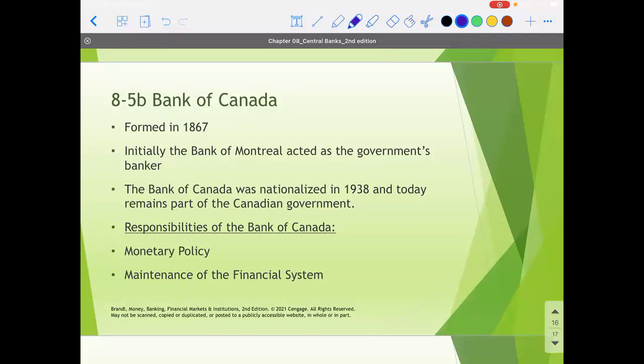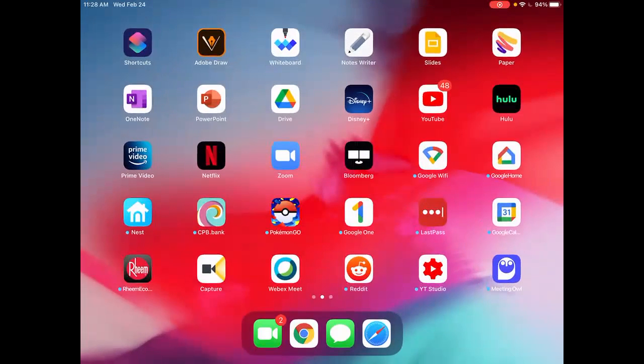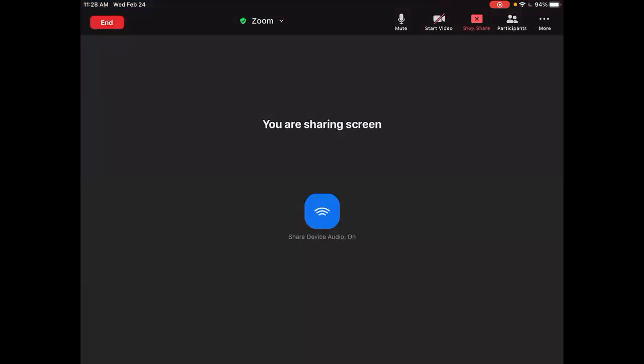Okay, so I hope that gives you a pretty good overview of central banking, primarily in the United States, but also its similarities to everywhere else around the world.